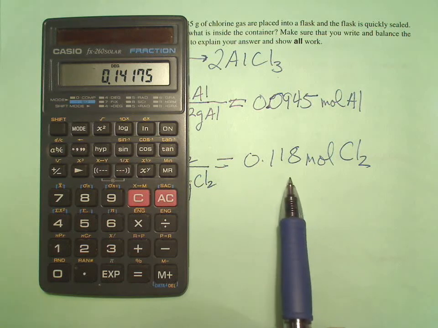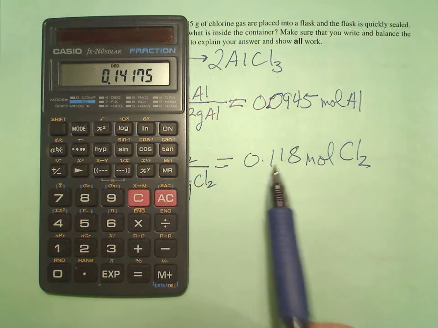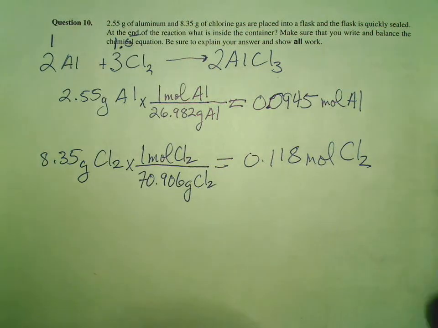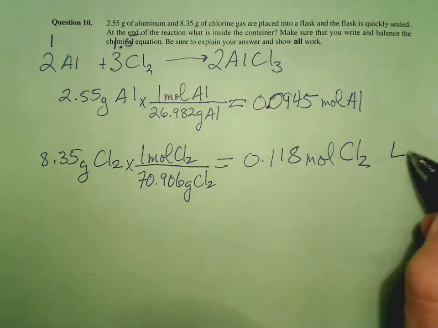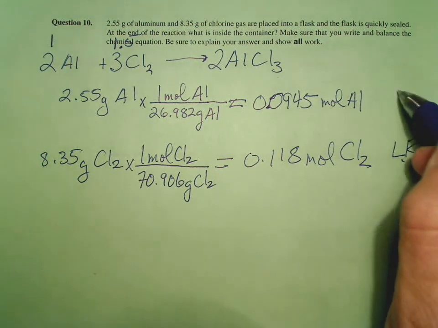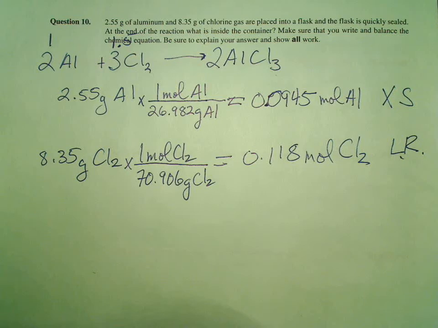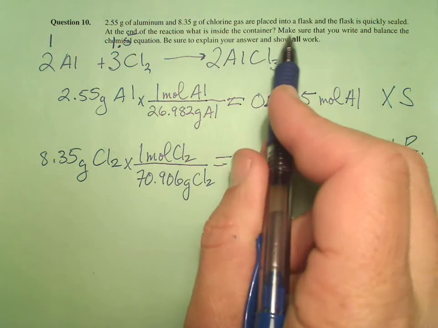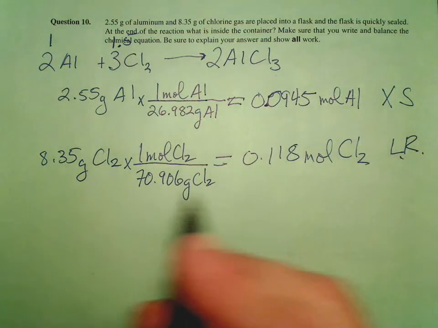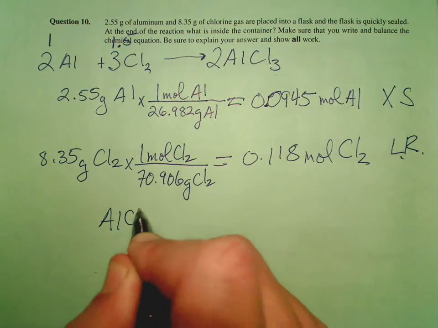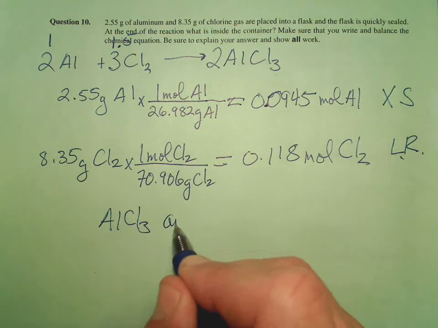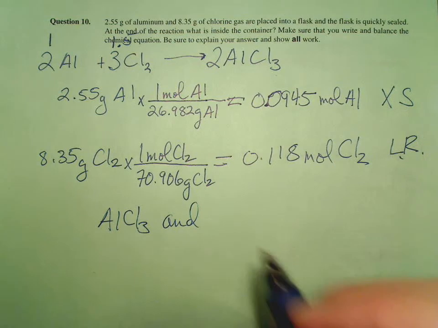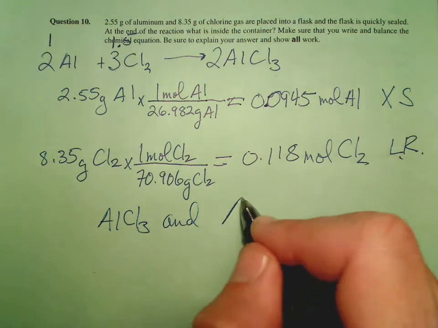Do I have 0.141? No, I don't. I have 0.118. So that means that I don't have enough Cl2. So my Cl2 is the limiting reactant. Aluminum is the reactant in excess. So, to answer the question, what's inside the container, we know aluminum chloride is there because the product is always there. And the excess reactant, which would be the aluminum.